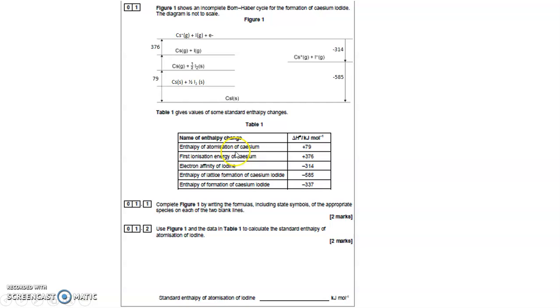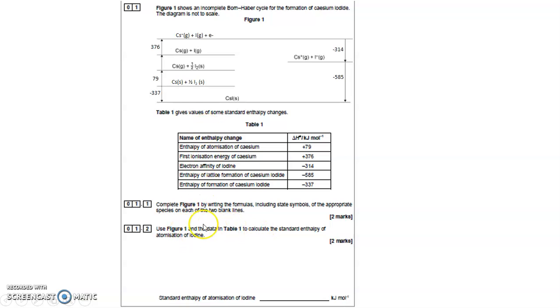And enthalpy of formation of cesium iodide is where you have 1 mole of the solid formed, cesium iodide, 1 mole of it from the elements in their standard states, how you'd normally find them in the lab. Well, cesium's a solid and iodine's a solid, a black solid as well. So that's this enthalpy change here, giving out energy. It's exothermic, minus 337, which is this one here.